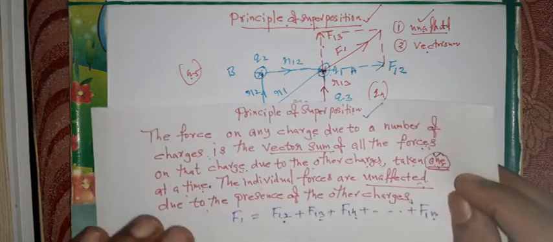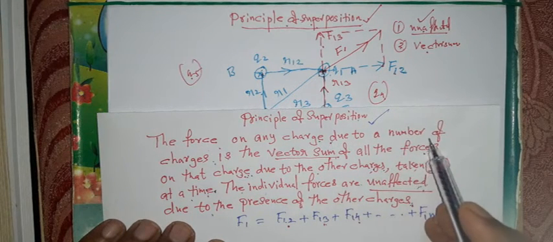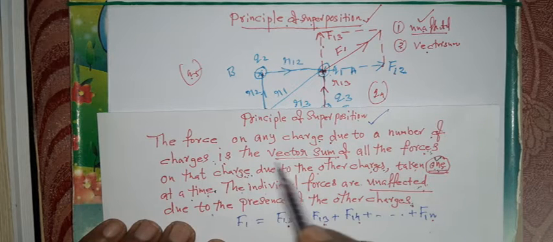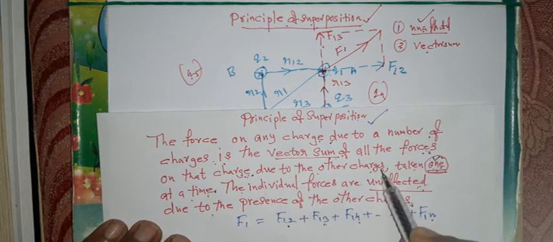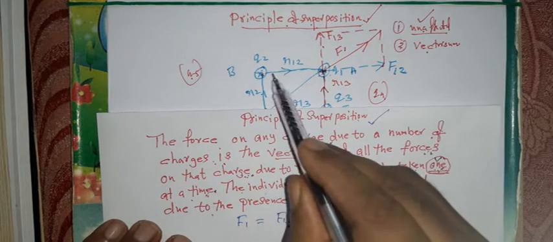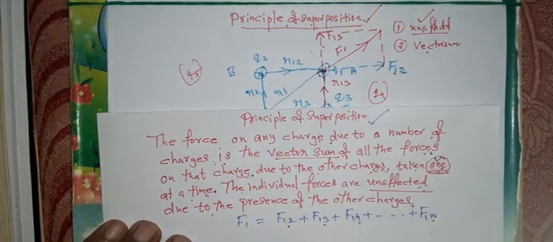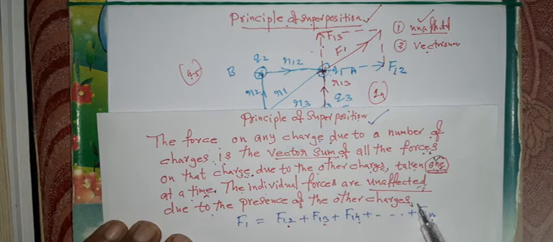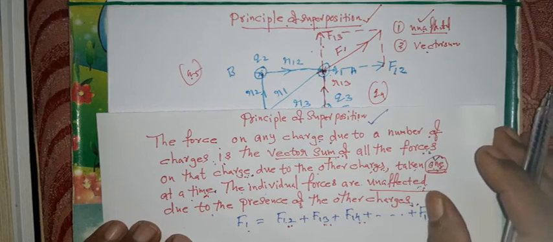superposition. The statement is like this: the force on any charge due to a number of charges is the vector sum of all the forces on that charge due to the other charges taken one at a time. Taken one at a time means find out F12 first, then F13, F14 and so on. The individual forces are unaffected due to the presence of the other charges. That is, F1 is equal to F12 plus F13 plus F14 plus etc. up to F1n. This is called the principle of superposition.